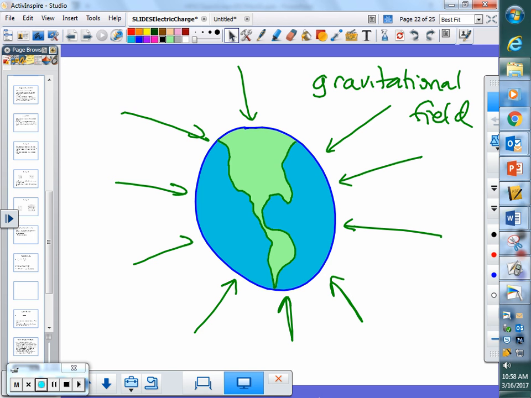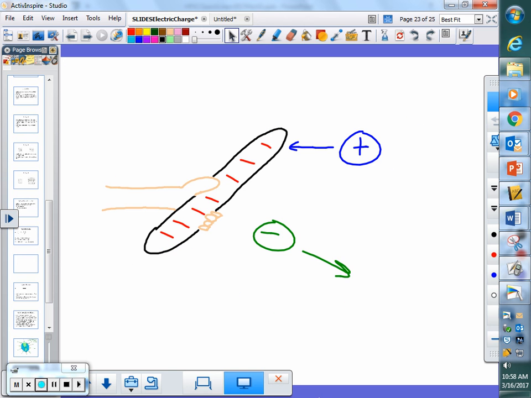Same idea, different situation. So here's a baguette that apparently has obtained a negative charge somehow. I don't know, but let's say that it has. So here we have this object that has obtained a negative charge. We know that it can attract oppositely charged things or repel like charged things, again, in the area that surrounds it.